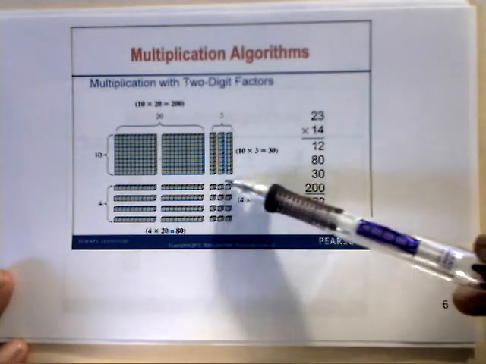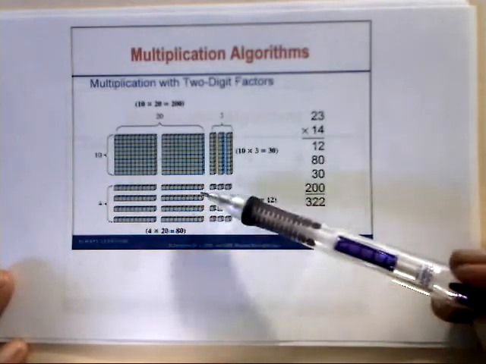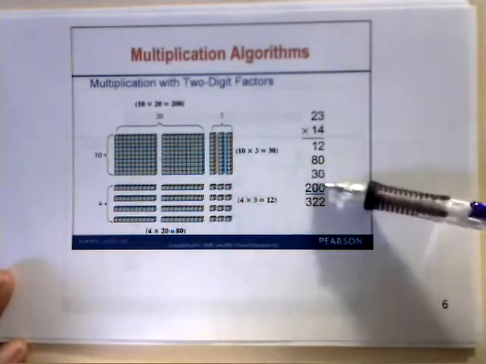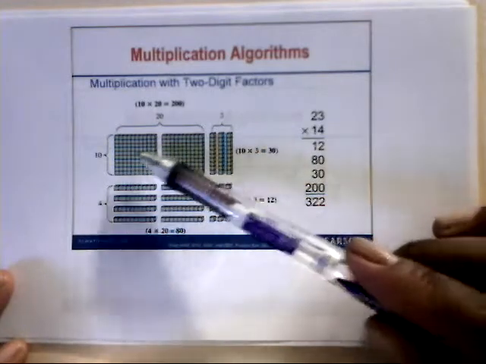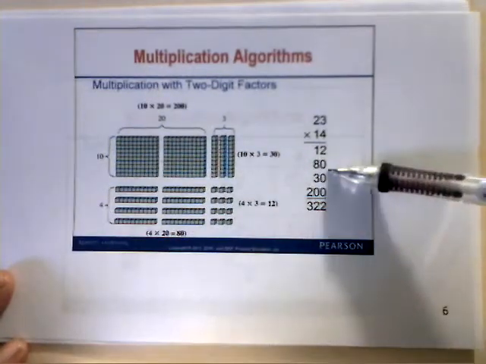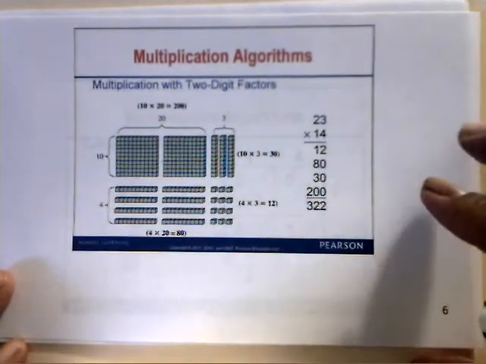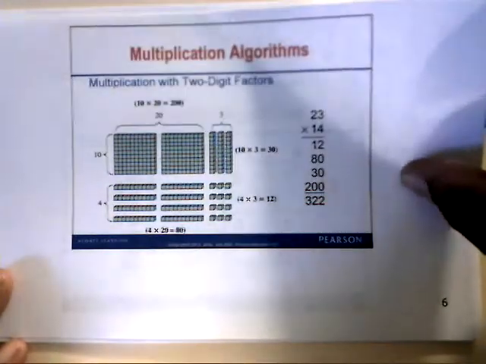As this 12 represents the 12 unit cubes, the 80 represents the 8 longs, and then you got 3 more longs, and then 2 flats. So add these together, you'll get 322 as the product of 23 and 14.